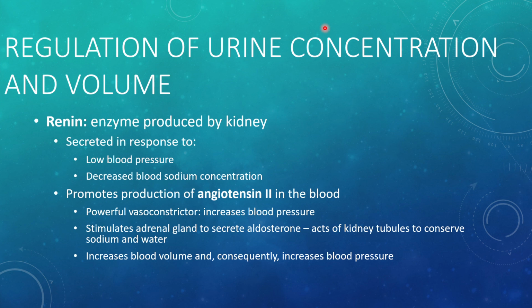Renin is an enzyme produced by the kidneys. It's secreted in response to low blood pressure and decreased blood sodium concentrations. This promotes the production of angiotensin II in the blood. Angiotensin II is a vasoconstrictor which increases blood pressure and stimulates the adrenal gland to secrete aldosterone, and this acts on the kidney tubules, as you remember, to conserve sodium and water. It conserves sodium, bringing water back by osmosis. The action of angiotensin II is to increase blood volume and consequently increase blood pressure.